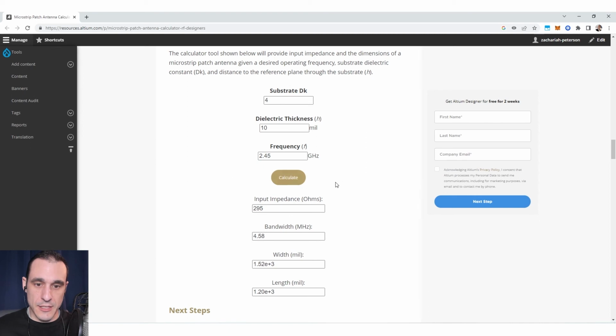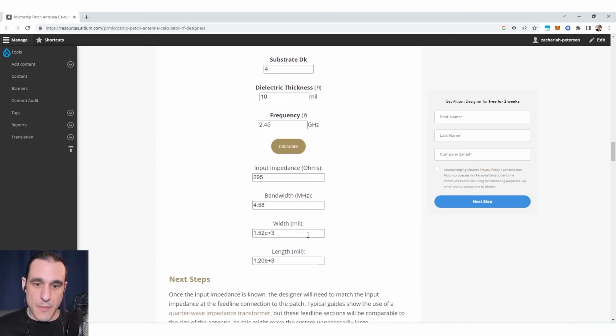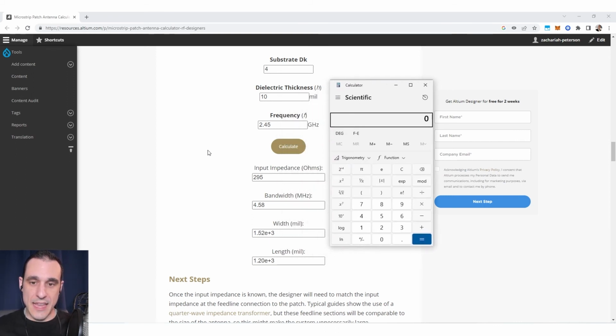Here, if I just hit calculate, you can see that my width and length are pretty big, right? So this is going to occupy 1.5 inches by 1.25 inches of board space. Now, let's just suppose we take the exact same device and instead we do this as an inverted F antenna. How much space is it going to take up?